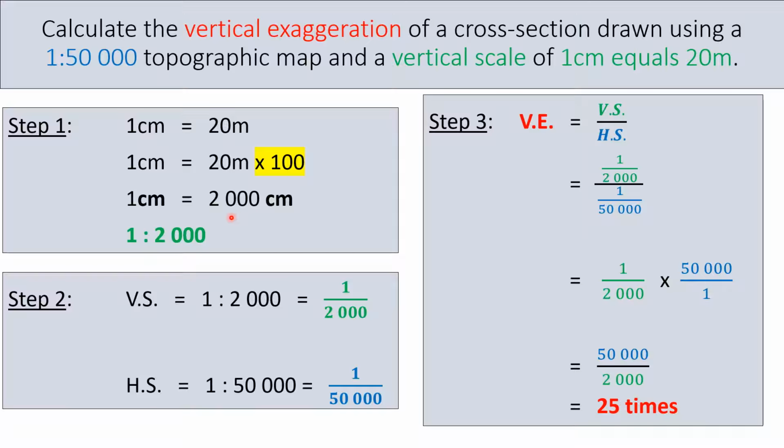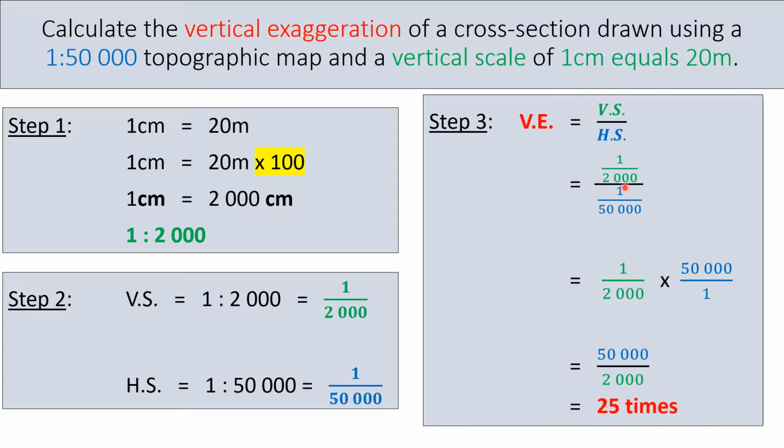As both of these values are in the same unit, you can then simply write this as 1 is to 2000. In step number 2, take each of the ratio scales and write them as fractions, because in actual fact ratios are fractions. So 1 is to 2000 is 1 over 2000, and the horizontal scale can be rewritten as 1 over 50,000. We would then substitute these values into the formula for vertical exaggeration.